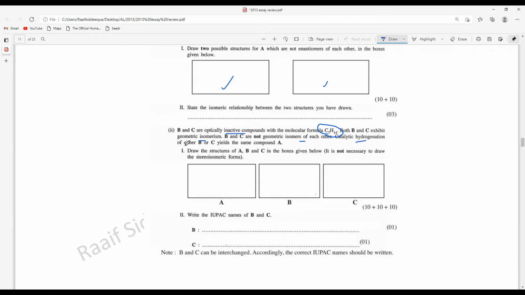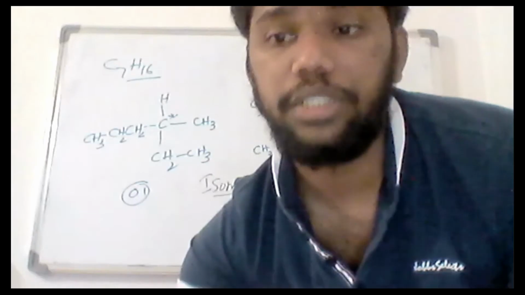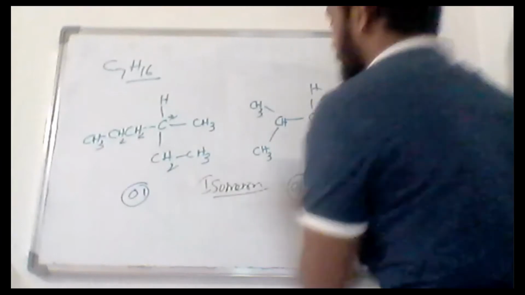Catalytic hydrogenation of either B or C yields the same compound, which means it again gives the idea the skeleton of these compounds should be very similar. Otherwise, catalytic hydrogenation will not give the same compound A. So the first point again from this statement, you can decide.